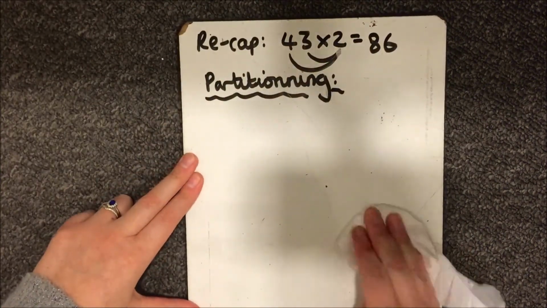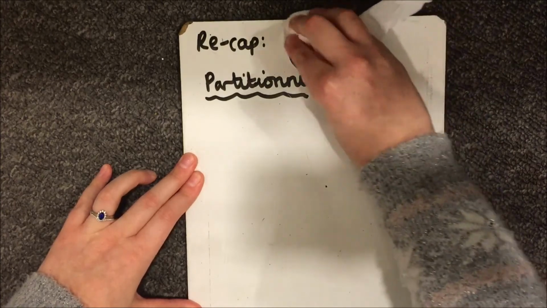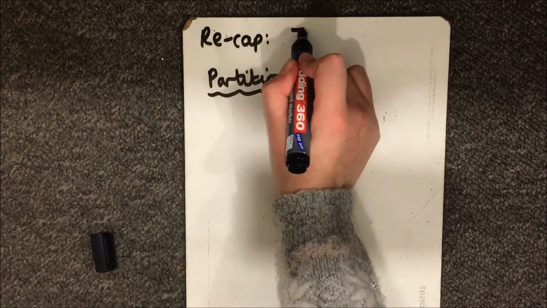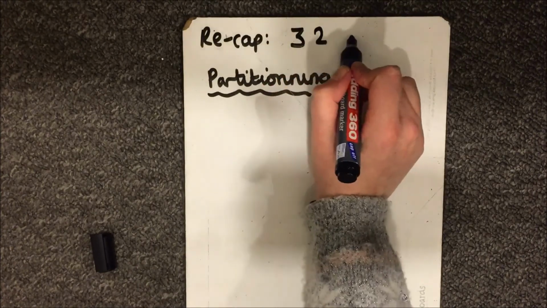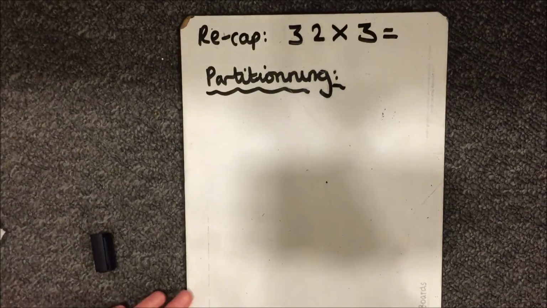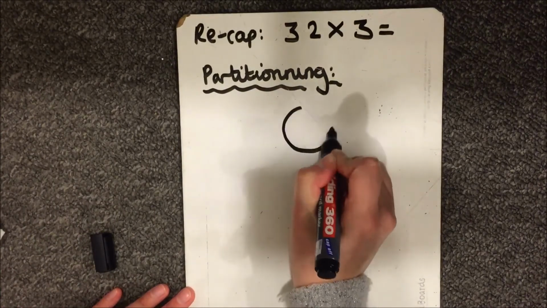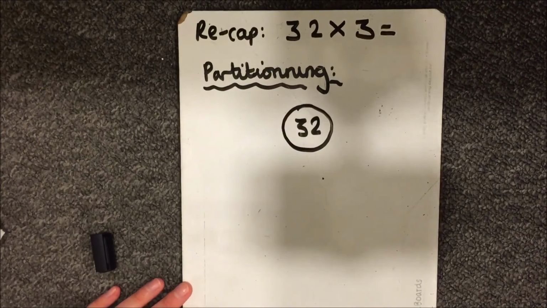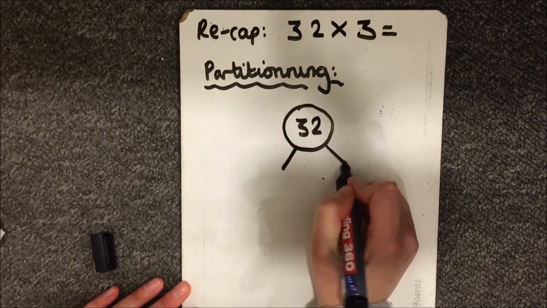So again, if you've got a whiteboard, rub it out. If you've got a piece of paper, you might want to draw underneath or turn it over. So we're still doing the same one, 32 times 3. How would you do that using partitioning? The first thing I'd like you to do is draw a circle and write 32 inside. Done it? Partition your number.